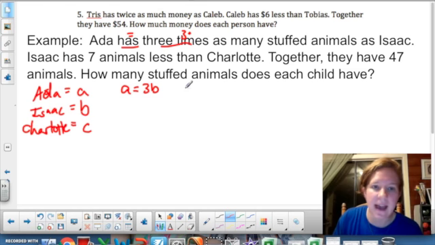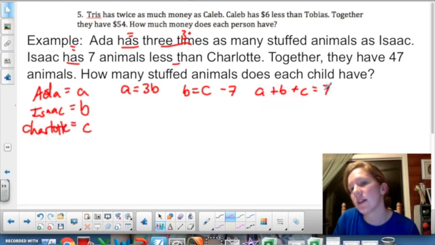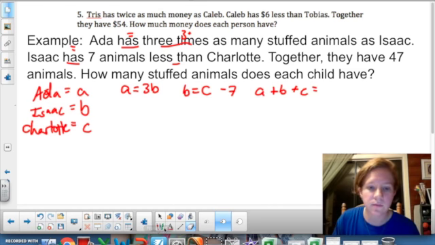Then Isaac has, so that means B equals, has is going to be like our equal sign, 7 animals less than Charlotte. Remember, less than does mean subtraction, but it means subtraction where your number goes behind, because we're taking Charlotte's animals and subtracting 7 to figure out how many animals Isaac has. And then the last thing we know is that together, so that's kind of like total, they have 47 animals. So Ada plus Isaac plus Charlotte all together have 47, not just 7, have 47 animals.